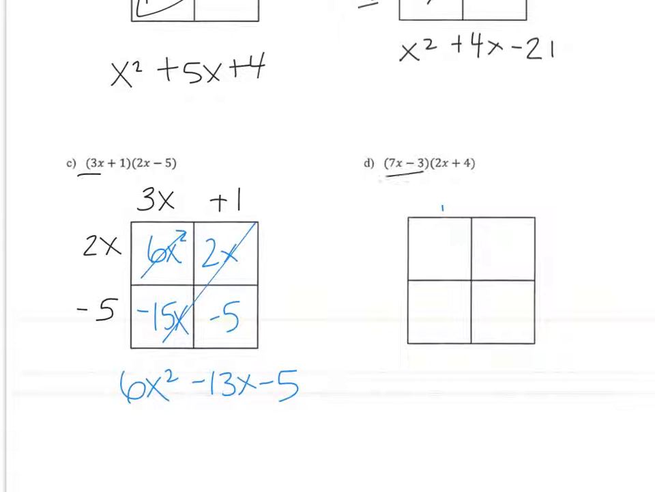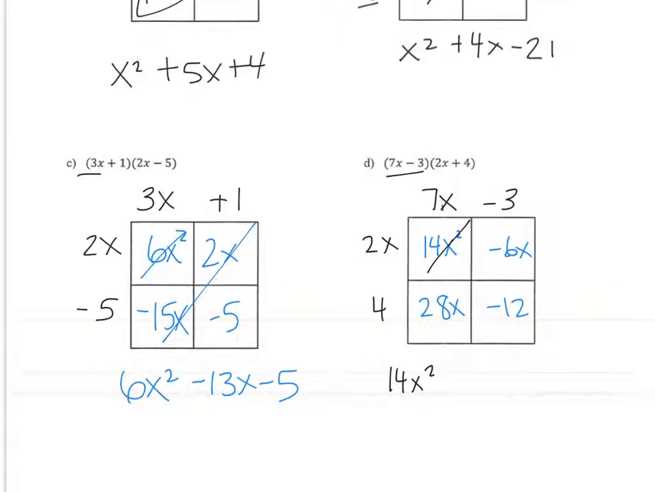And then I write 7x minus 3, 2x plus 4. So this is 14x squared, minus 6x, 28x, negative 12. So you do 14x squared plus 22x minus 12. So it's just another way to do FOIL, or you can do FOIL.